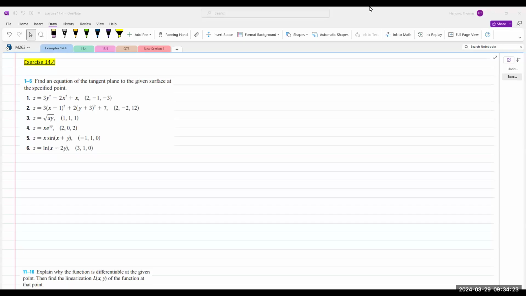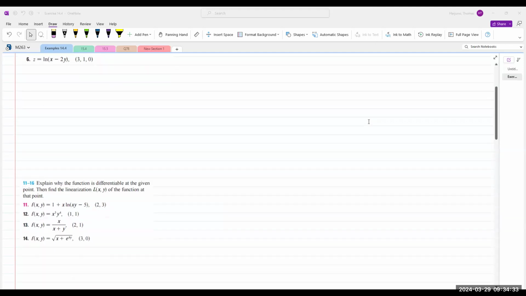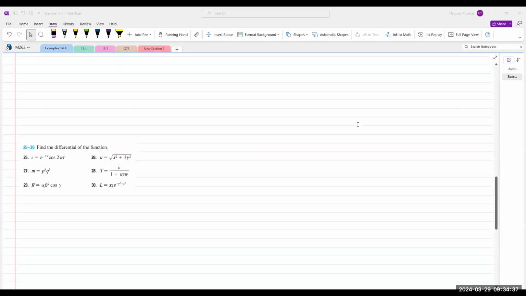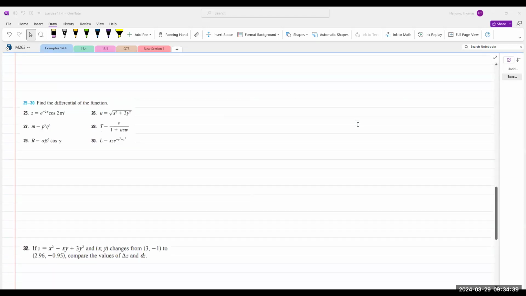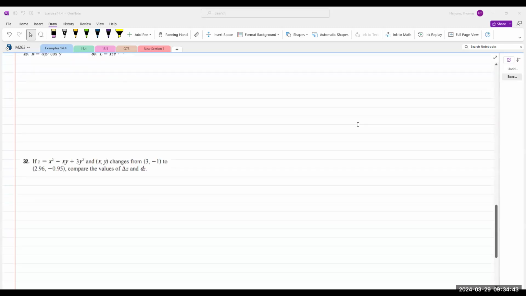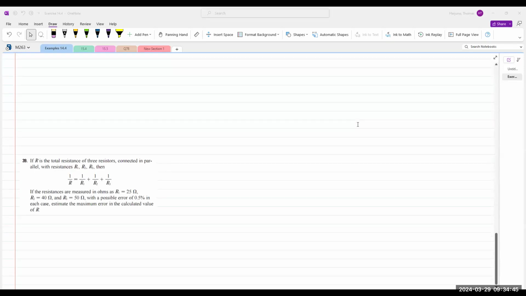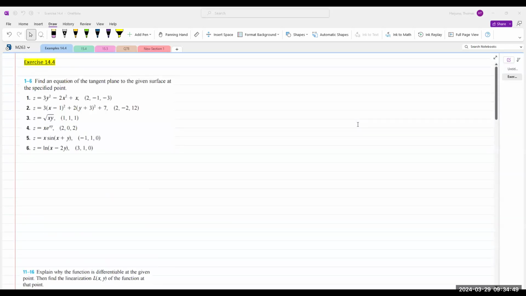Next, let's work on the exercise set from section 14.4. Here we will deal with tangent planes, function linearization, and then linear approximation, and then the differential. Okay, let's start.